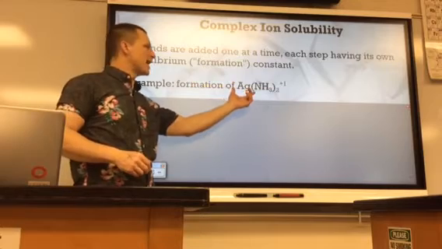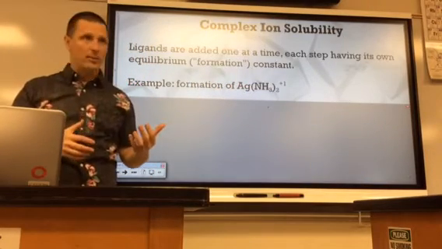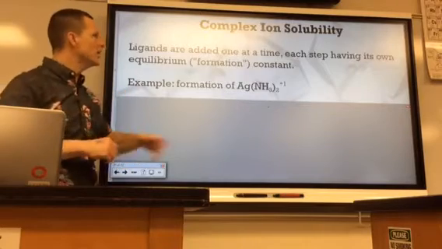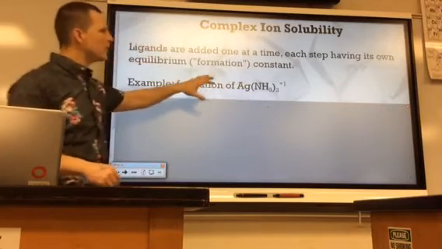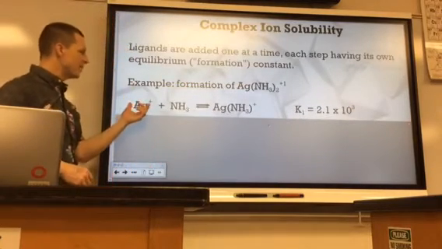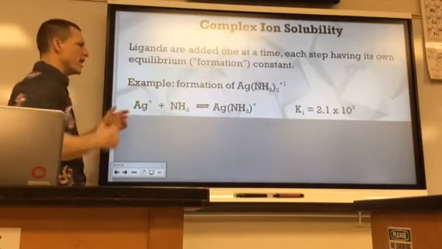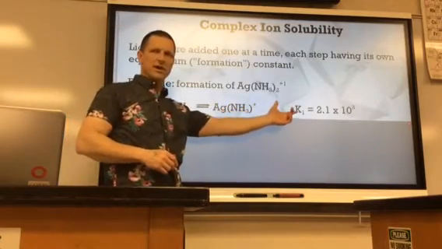Here's a simpler complex ion because you've got the silver with only a positive 1 charge, so it's only going to take 2 ammonia molecules, the positive 1 times 2. So when the silver ammonia complex is made, here's the first step. You have just a bare silver ion. It'll take 1 ammonia molecule, and that has a certain K value.